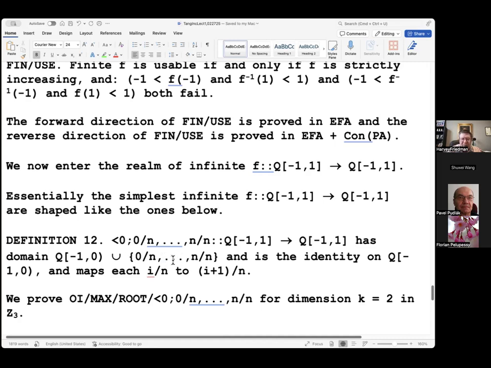All right, so less than zero, semicolon, 0 over n to n over n is a map from q minus 1, 1 to q minus 1, 1. By the way, I do know enough arithmetic to know that this is 0 and that's 1. But I want to leave it this way to show the pattern, that it's a nice arithmetic progression. By the way, everything's order theoretic, so this is just convenience because it doesn't make any difference what these numbers are. It's only the shape of the numbers. But it's very important that this is the right endpoint. This is the map that has domain from -1, 0 union these numbers. So it's a partial map. And it's the identity below 0 and maps each i over n to i plus 1 over n.